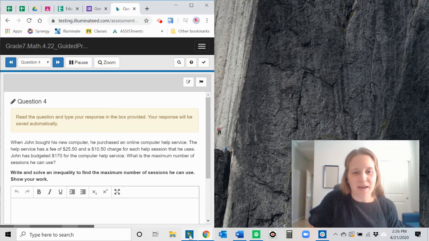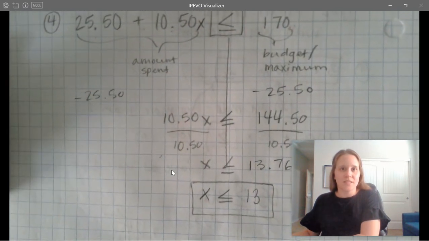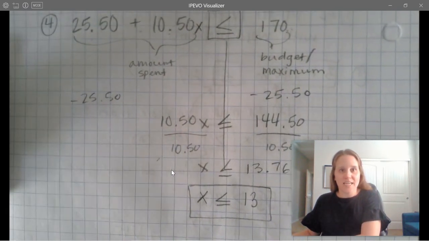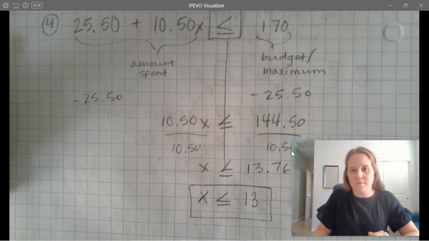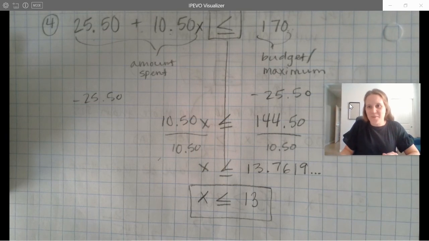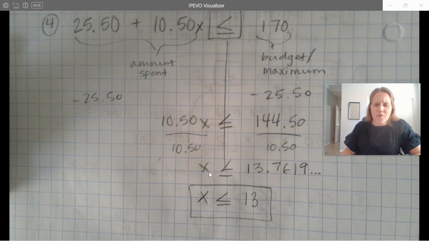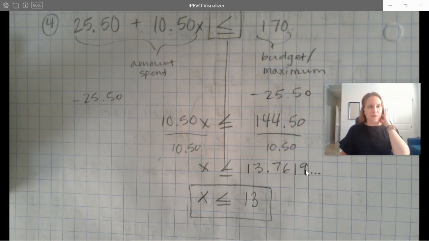All right, let's review our answer. So when I worked on solving this inequality, I had to subtract and then I had to divide. And maybe you noticed, like I did, that I got a decimal that wasn't a very nice decimal. It didn't terminate on my calculator screen. So my solution started out as x is less than or equal to 13.7619. So now I'm going to round my answer off for this problem.